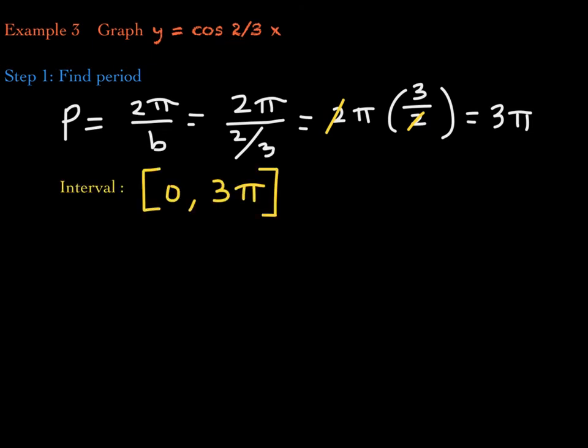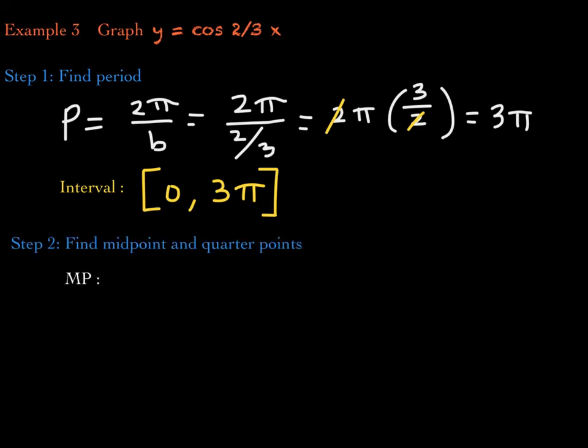Okay, now that I know my period is 3 pi, I know the interval over which the function completes one period is now 0 to 3 pi. No longer 0 to 2 pi, 0 to 3 pi. So what we're going to do is divide this interval into 4 equal parts. That is to say, we're going to find the midpoint and the quarter points. We already know the left endpoint is 0, and the right endpoint is 3 pi. We want to know what's right in the middle, and then we also want to know the quarter points.